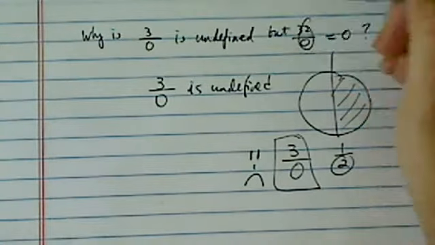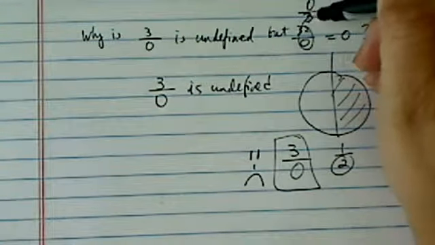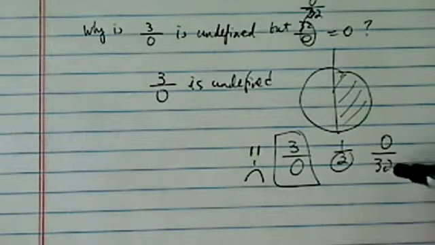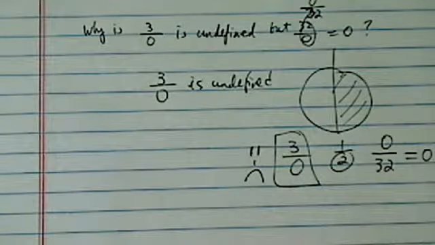Now, this one I have here is 0 over 32. On the other side, if you have 0 cookies, but there are 32 friends, then each one has nothing. Basically, there's no cookie on top.